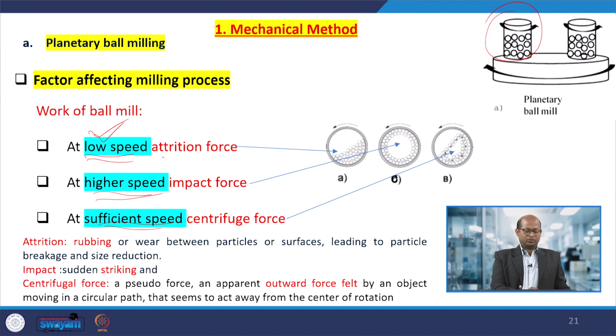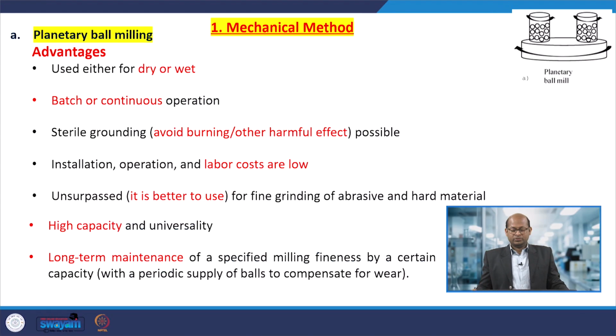When it is low speed, attrition force will play a role in reducing the size. When it is high speed, impact force is there, which assists in size reduction of the particles. And when the speed is sufficient, neither very high nor low, a centrifugal force helps to reduce the particle size. Okay. So the advantages of planetary ball mill. Here, as I said, we can prepare the materials by dry or wet ball milling.